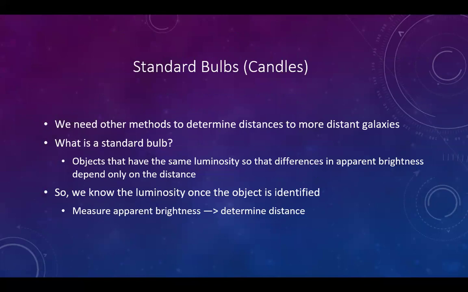So what's a standard bulb or a standard candle? They're objects that have the same luminosity, so the differences in apparent brightness depend only on the distance. So we know the luminosity once the object is identified. This means when we measure apparent brightness, we get distance.